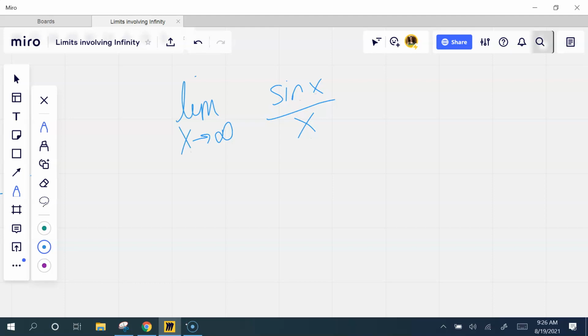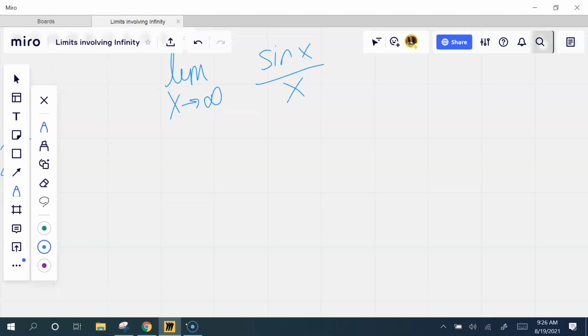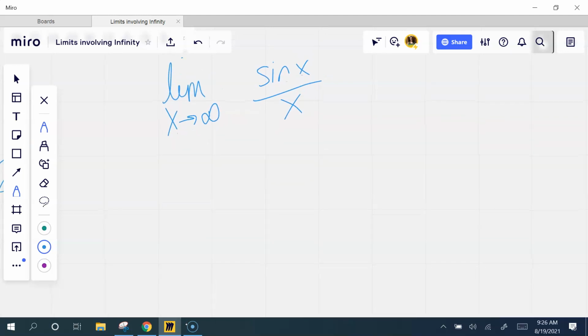Let's think about this algebraically really quickly. We know the limit as x approaches 0 of sine x over x is 1. This time I'm going to infinity, a little bit different, right? So I'm going to apply the sandwich theorem to solve this. All right, let's think about it.